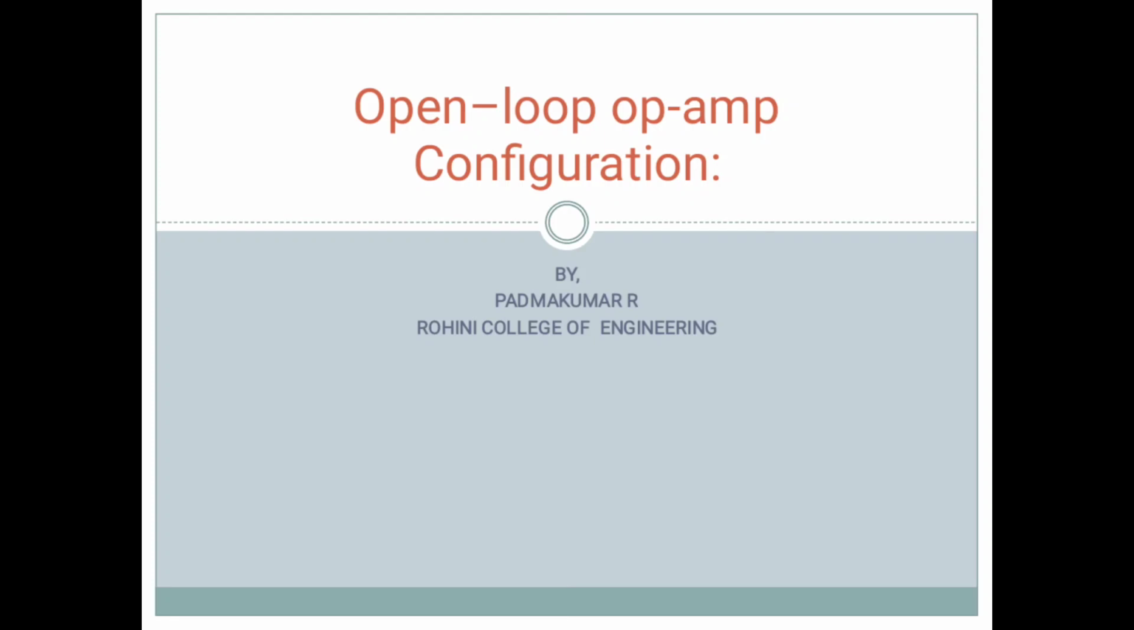Open loop op-amp configuration. The term open loop indicates that no feedback in any form is fed to the input from the output voltage. When connected in open loop, the op-amp functions as a very high gain amplifier. There are three types: differential, inverting and non-inverting.